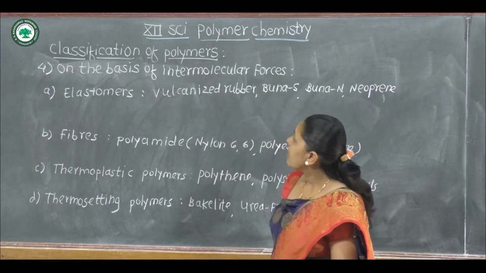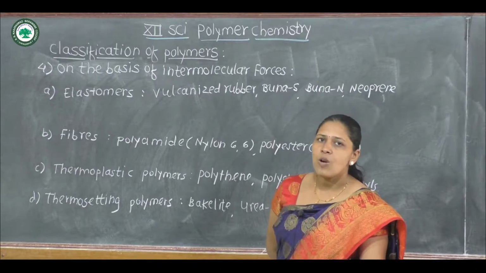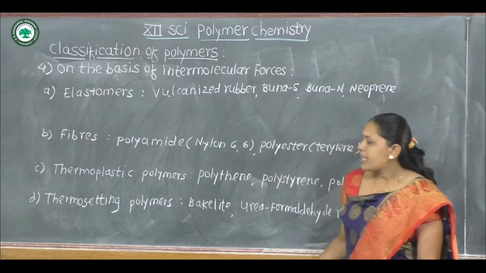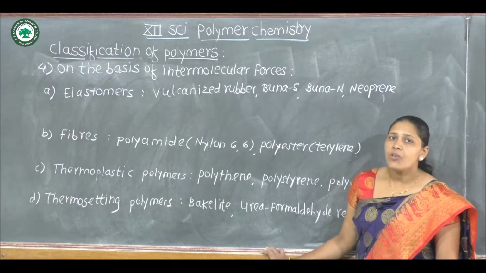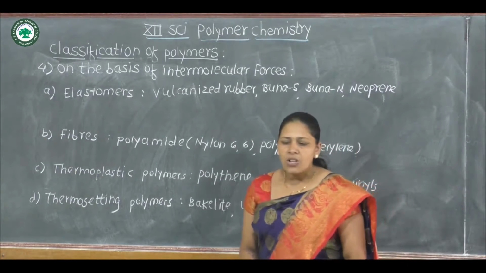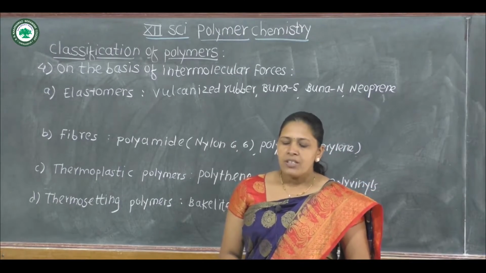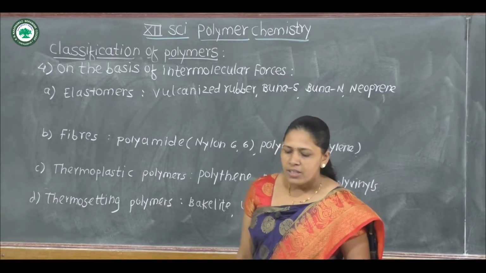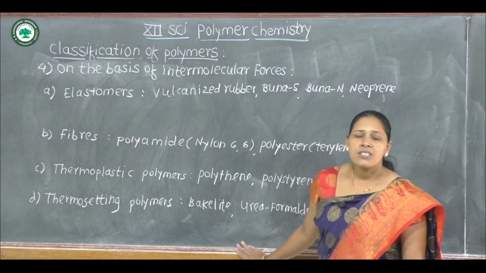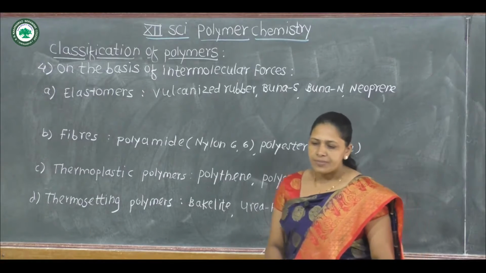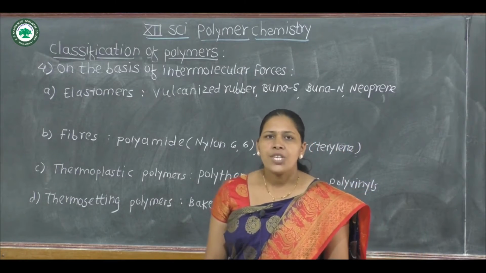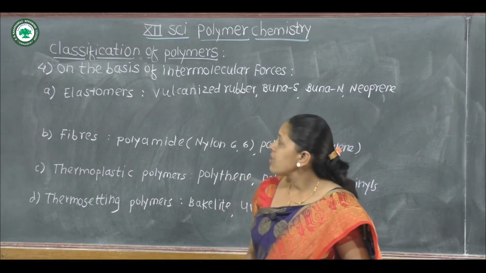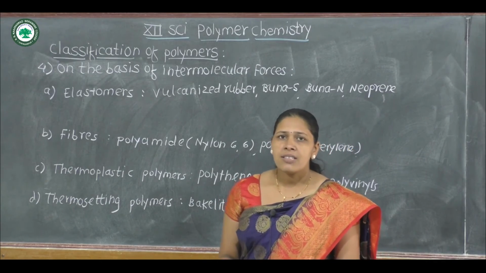These are the types of polymers on the basis of intermolecular forces. Why can thermosetting polymers not be remolded? It is formed due to extensive cross-linking by covalent bonds. Therefore, thermosetting polymers cannot be remolded. Then the next classification, on the basis of type of monomer used, we will discuss in the next lecture.